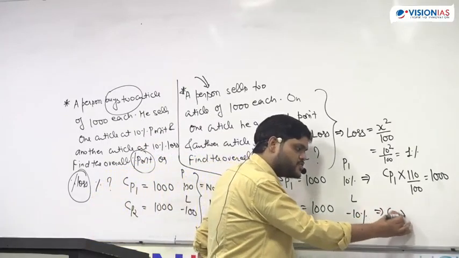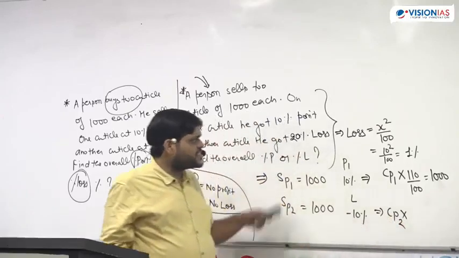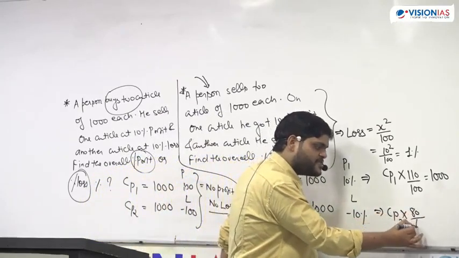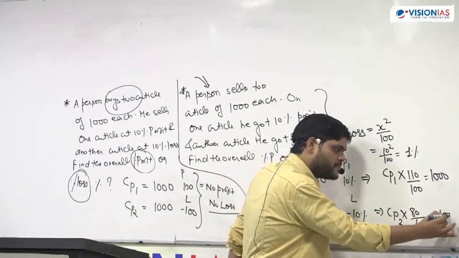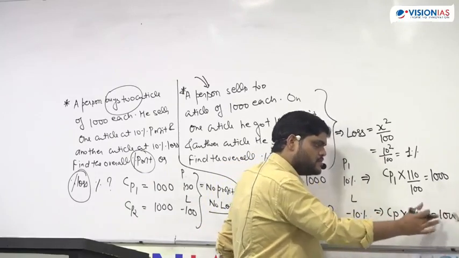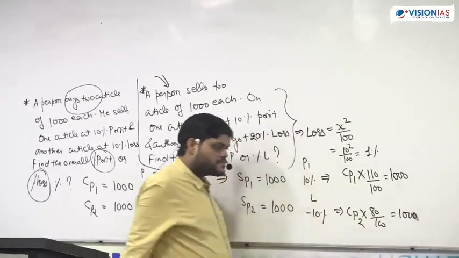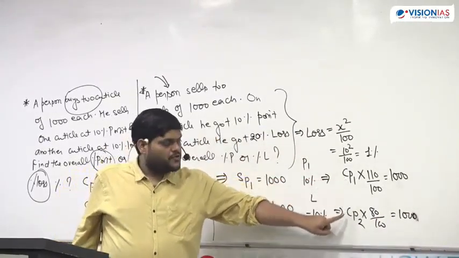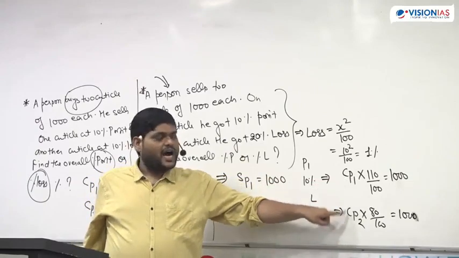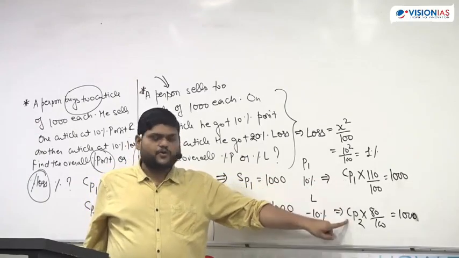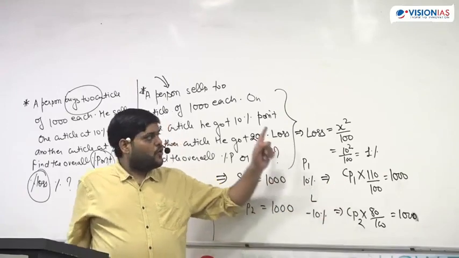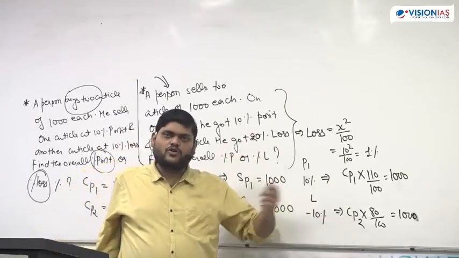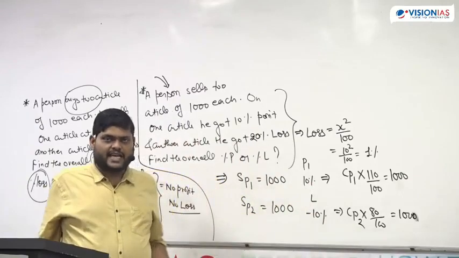The cost price 2 is equal to, there is a 20% loss. So 20% loss means the cost price becomes 80%. Yes, 1000. So now you can see that from here you can find out CP1, from here you can find out CP2. And once you have CP1 and CP2, the cost prices, and the profit and loss percentages, you can find out any value.